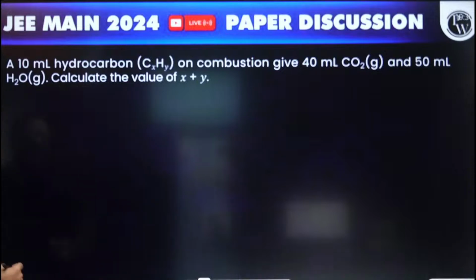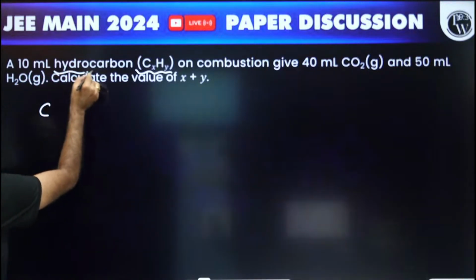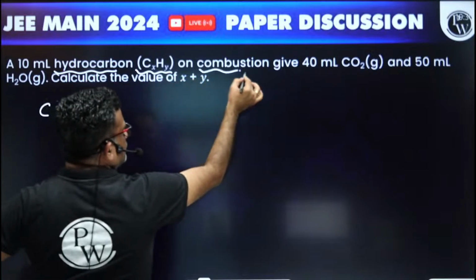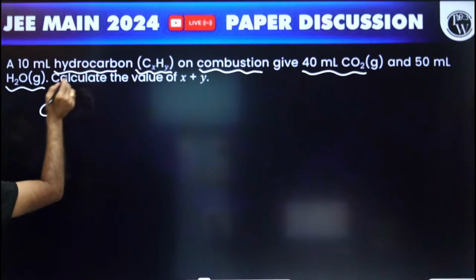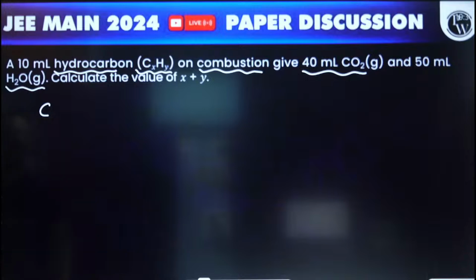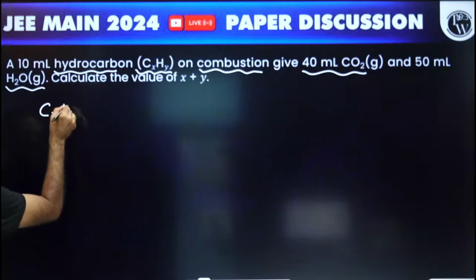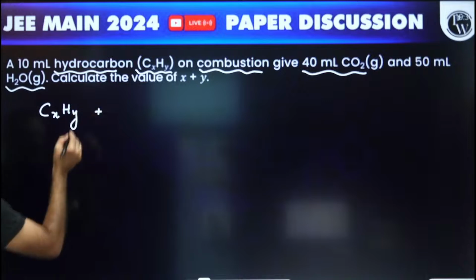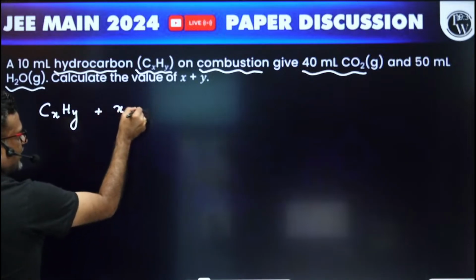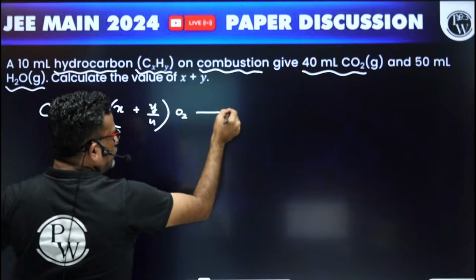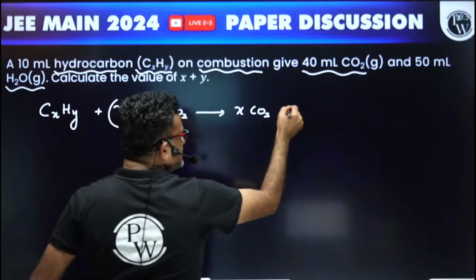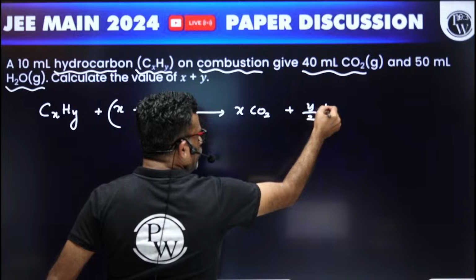A 10 ml hydrocarbon CxHy on combustion gives 40 ml of carbon dioxide. A 10 ml of hydrocarbon on combustion gives 40 ml of carbon dioxide and 50 ml of water. So this is hydrocarbon undergoing combustion to give you carbon dioxide and water. What is the general equation? CxHy with oxygen, that is x plus y by 4 oxygen, would be giving you xCO2 plus y by 2 water.